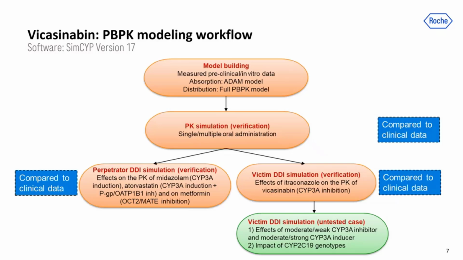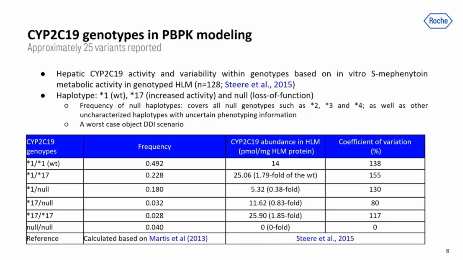Afterwards, we go to the victim DDI simulation, which is an untested case scenario. That's the green one. Then we want to see how a moderate, weak, or strong 3A perpetrator impacts the Vicasinabin PBPK, and also try to see the impact of CYP2C19 genotypes on the victim or object DDI risk assessment. So this is the flow to catch up on here.